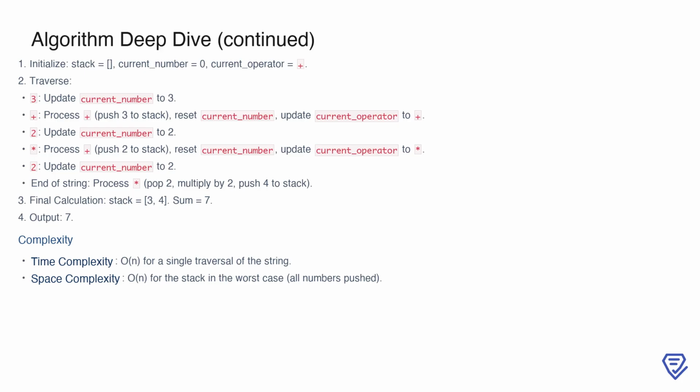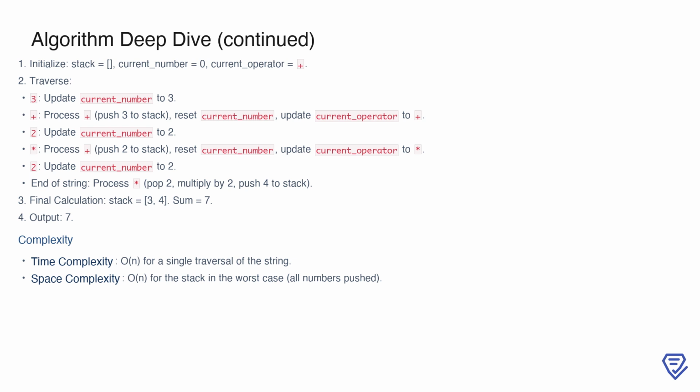Next, we see the digit 2, so we set current_number to 2. When we encounter the asterisk operator, we process the previous plus, pushing 2 onto the stack, resetting current_number, and updating current_operator to asterisk. Finally, we see another 2 and update current_number to 2. At the end of the string, we process the asterisk operator.